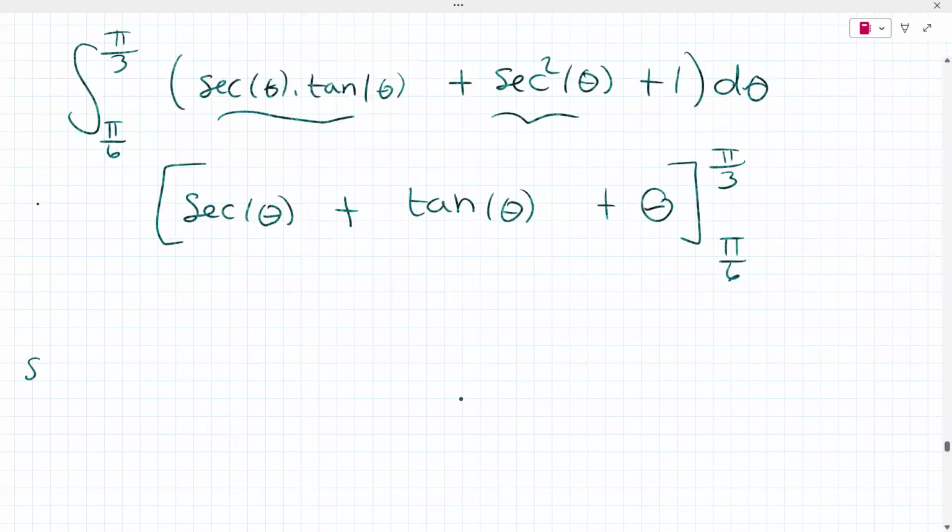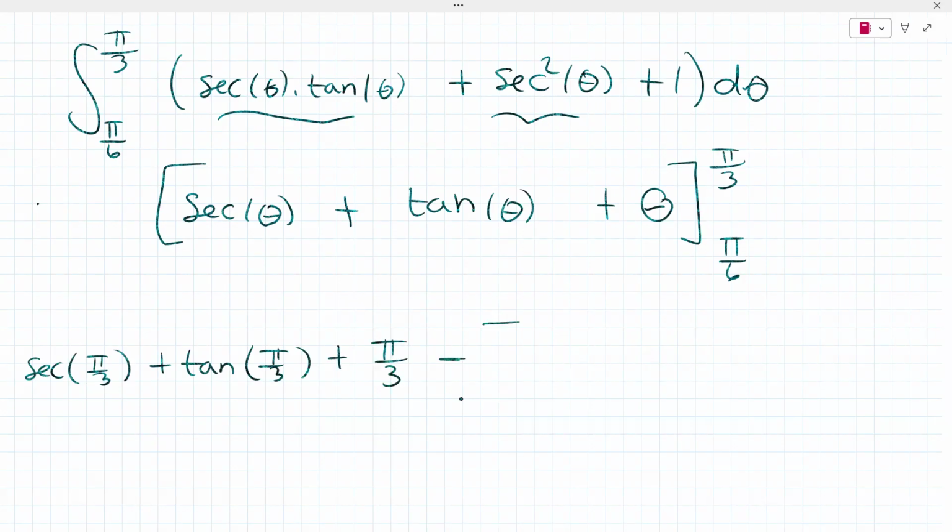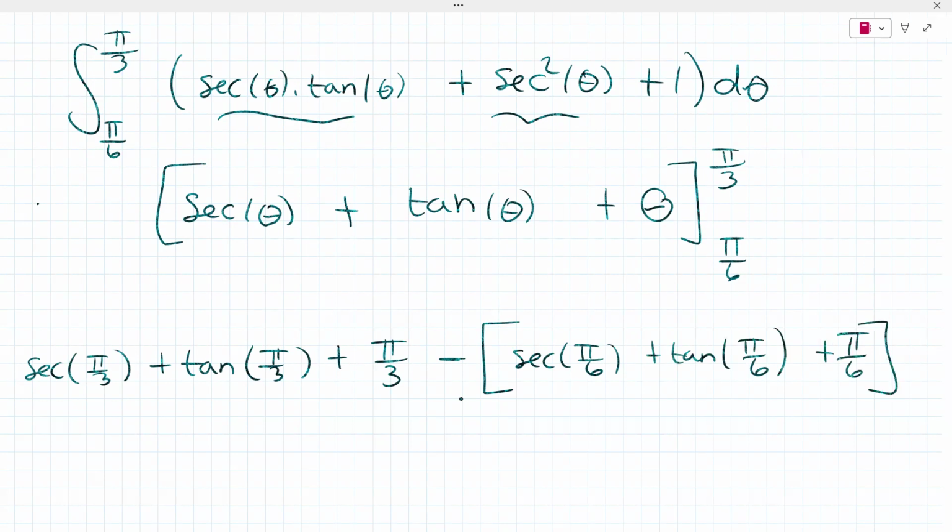And you get, so put in the pi over 3. So secant of pi over 3 plus tan of pi over 3 plus pi over 3 minus bracket, and then do the lower boundary, secant of pi over 6 plus tan of pi over 6 plus pi over 6.